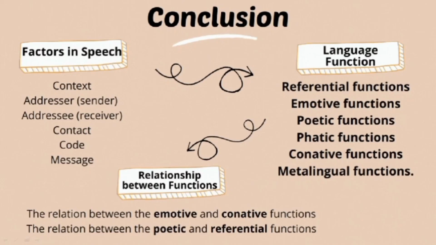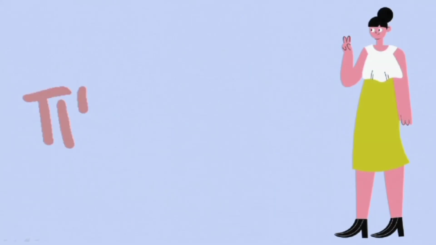These are the relation between the emotive and conative functions, and the relation between the poetic and referential functions. Thank you.